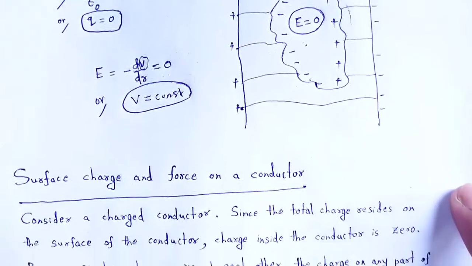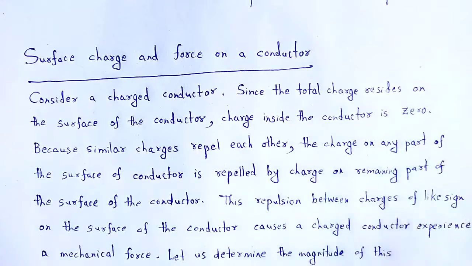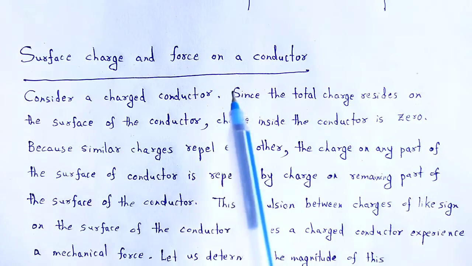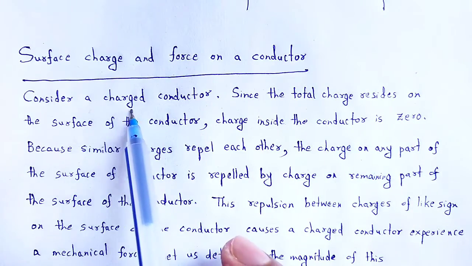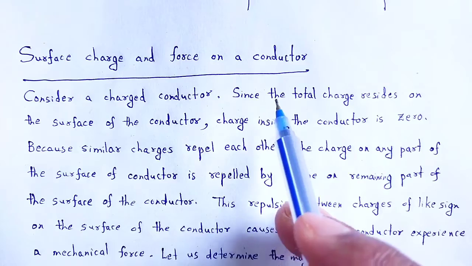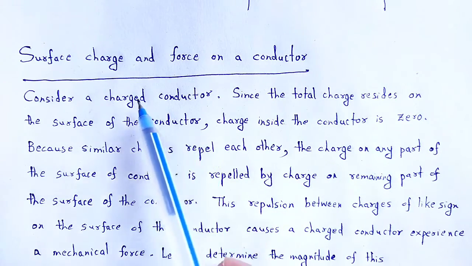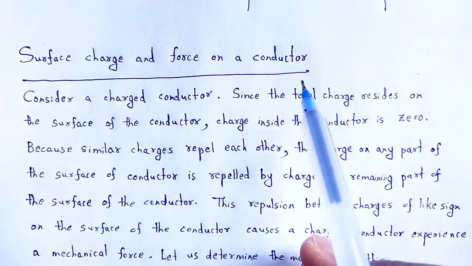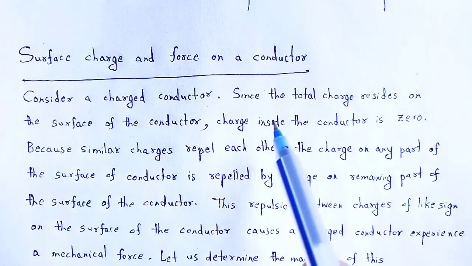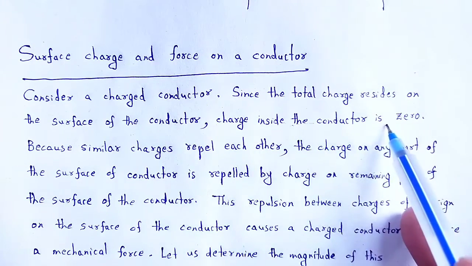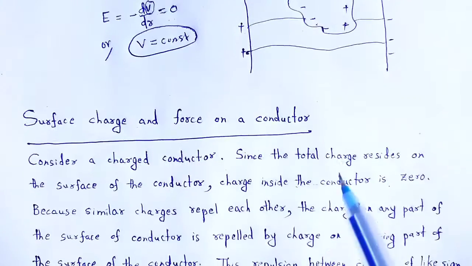Now, surface charge and force on a conductor. When we consider a charged conductor, since the total charge resides on the surface of the conductor, in case of a charged conductor, the charges are not inside the conductor but on the surface of the conductor, and inside the conductor, charge will be 0, as we discussed here.